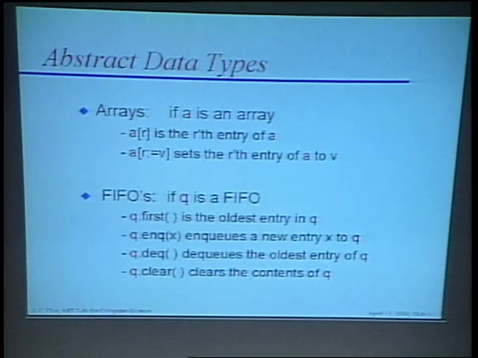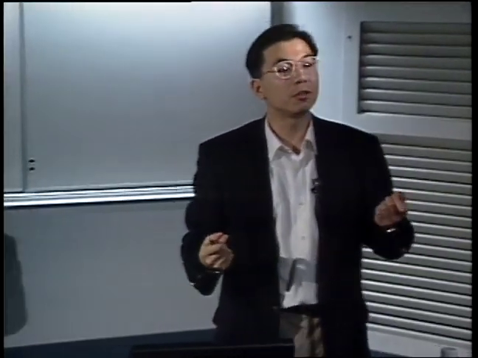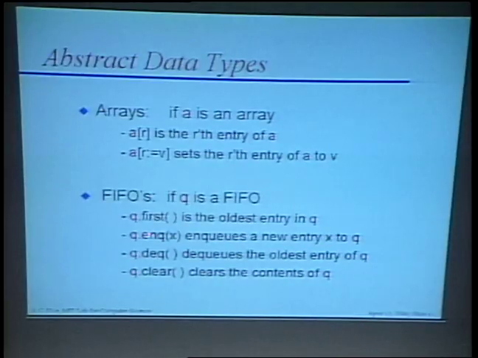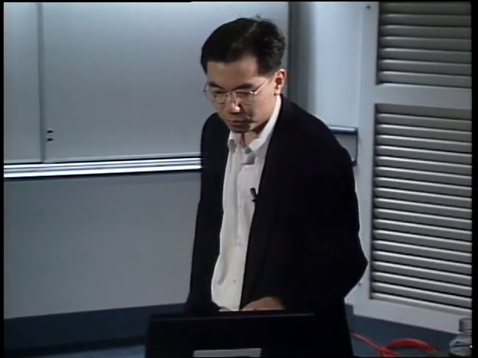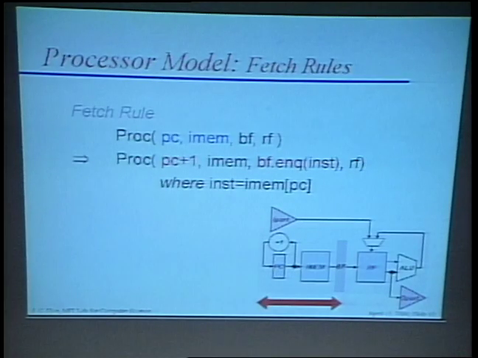And FIFO is another abstract data type. It has 4 primitive operations. There's a Q dot first, which allows us to look at the oldest entry in a FIFO. And then we can also change the state of this FIFO by enqueuing a new value, dequeuing the oldest value, and just clearing everything out of the FIFO. So with that, we can start talking about behavior.